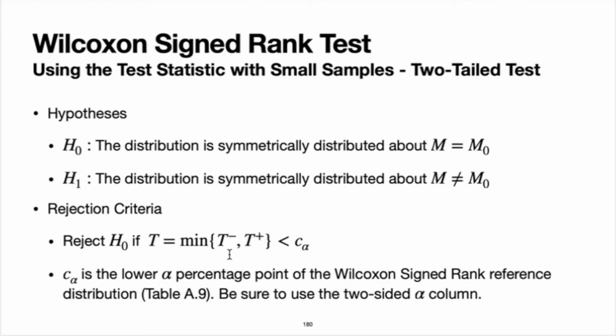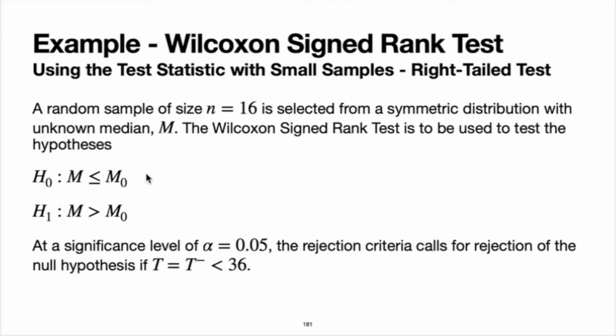So let's take a look at an example. So suppose that a random sample of size n equal to 16 is selected from a symmetric distribution with unknown median capital M. The Wilcoxon signed rank test is to be used to test the hypotheses, the null hypothesis being that the population median is less than or equal to some specified value, capital M sub 0, against the alternative that says that the population median is greater than capital M sub 0.